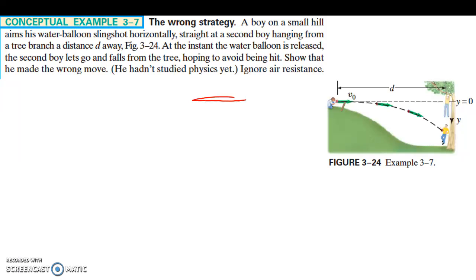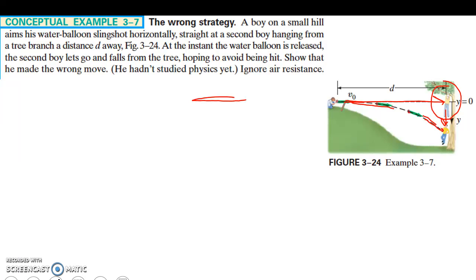Okay, just a few more examples to look through. Here we got a boy on a hill, and he's going to launch a water balloon with a slingshot, trying to hit his buddy that's straight across from him. So if he launches straight across, that's his goal, okay? As soon as that water balloon's released, the boy drops. As the boy drops, the water balloon is going to do one of these and hit him, okay?